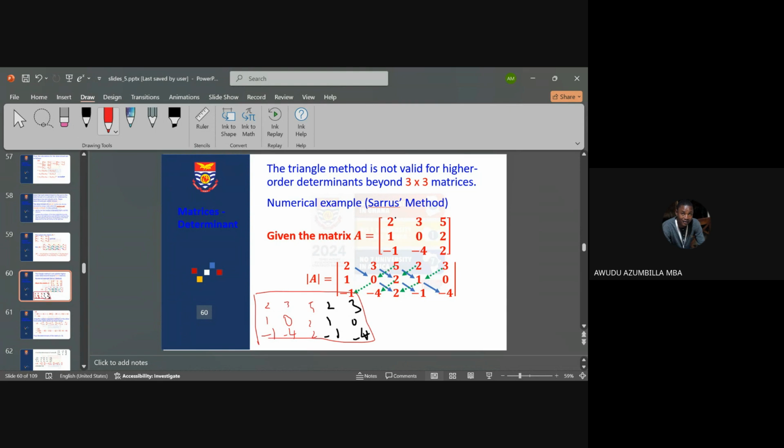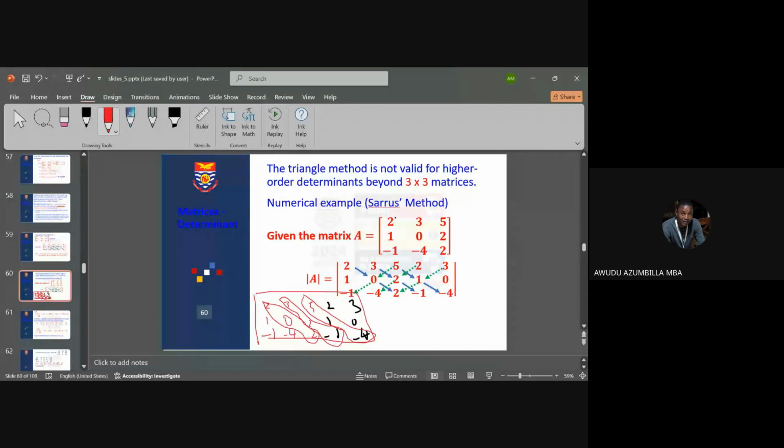Now, the next one is the principal diagonals. Here we have this from here. This is our first principal diagonal. This is our second principal diagonal from here. And then this is our third principal diagonal from here. Okay. So what it's saying is that we multiply along each of these and add them up.